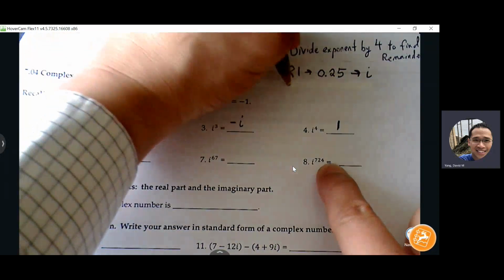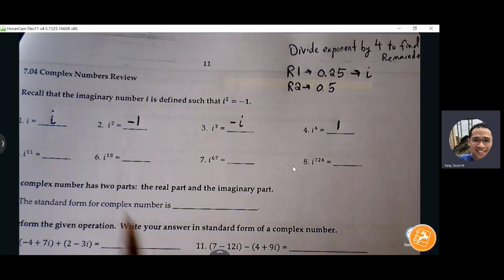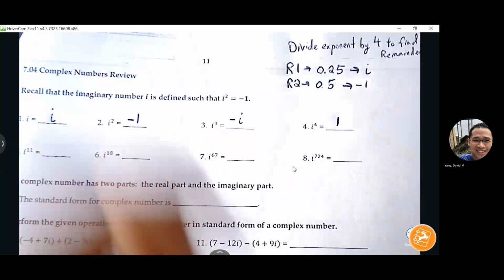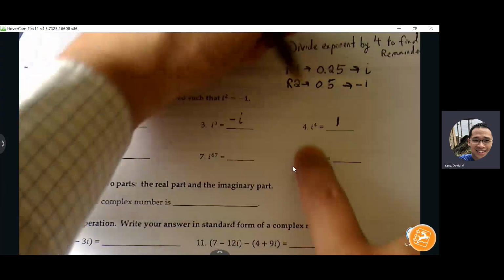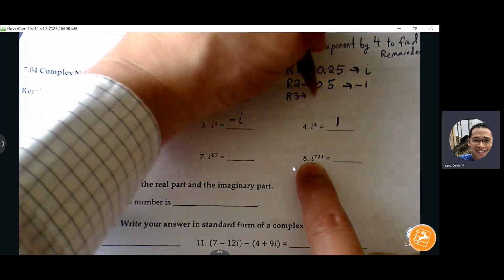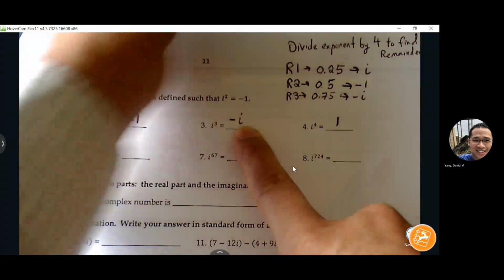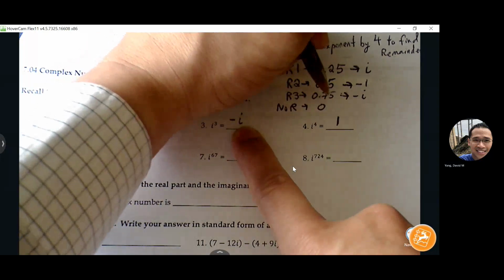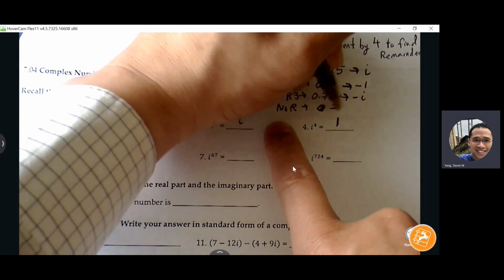If you divide a number by 4 and you get a remainder of 2, or rather, if you get a 0.5, 0.5 means remainder of 2. The remainder of 2 is going to match this -1 here. And if you divide your number by 4 and remainder 3 would be represented by 0.75, and 0.75 is going to match with -i. And if you get no remainder, that means there's no decimal, then it's just going to be 1.